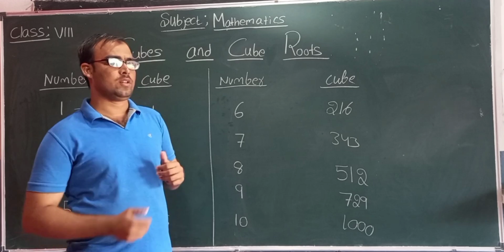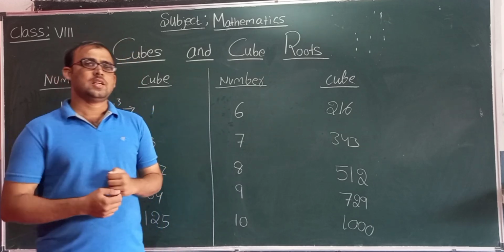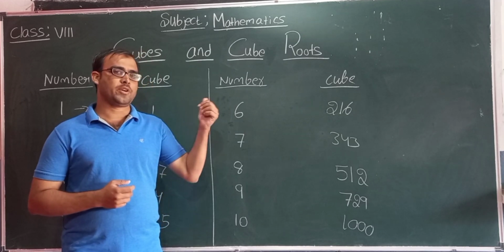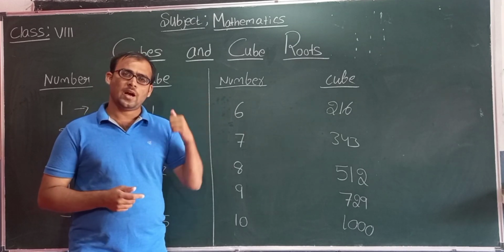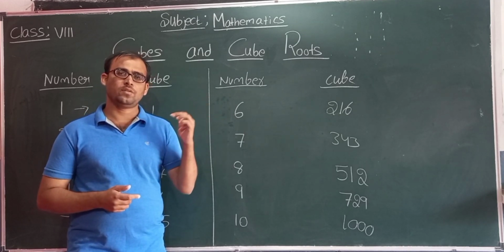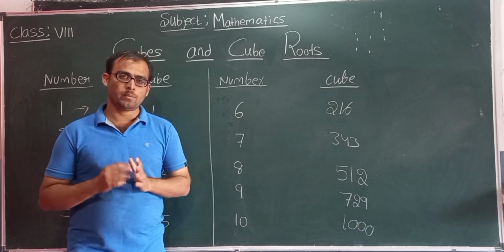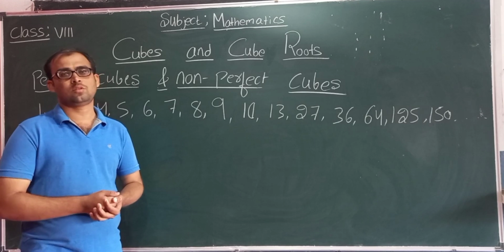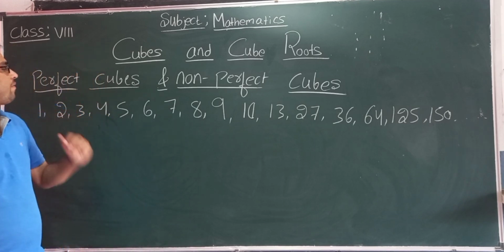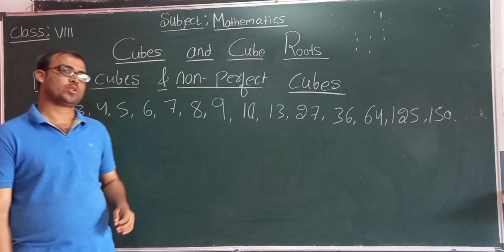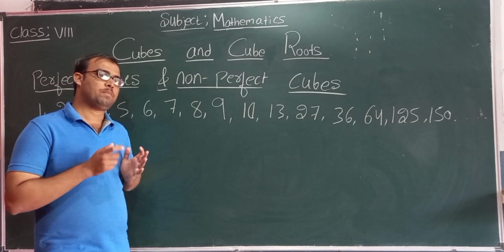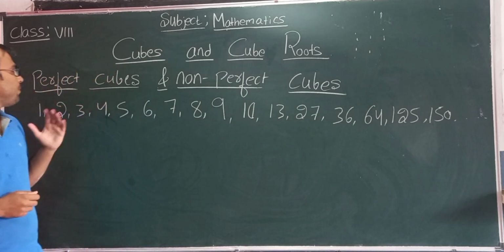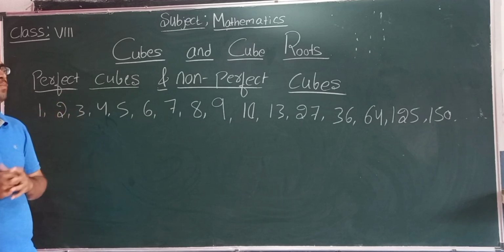Not only these, students, you can observe the next table. In this table the cubes of numbers from 1 to 20 have been given, and here also you can observe that the cubes of even numbers are even and the cubes of odd numbers are odd. Students, now we shall discuss what are perfect and non-perfect cubes. We know what are perfect and non-perfect squares. Now we will discuss perfect and non-perfect cubes.